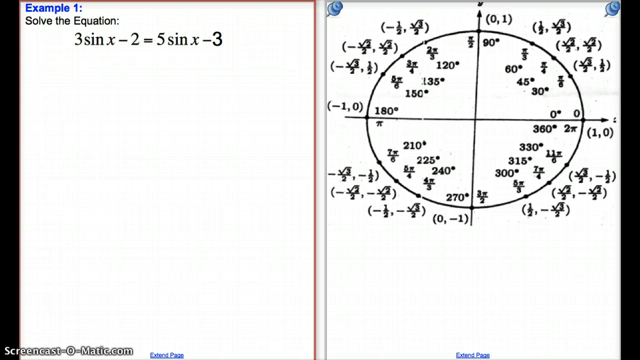The first example. One of the reasons why this is just a basic trig function is all you have to do here is get your sine x alone. The only function you have here is sine of x. You don't have any cosines, tangents, nothing squared. So we're simply going to isolate sine of x, and I'm going to do some simple steps to do that. I'm going to start by subtracting 5 sine of x from both sides.